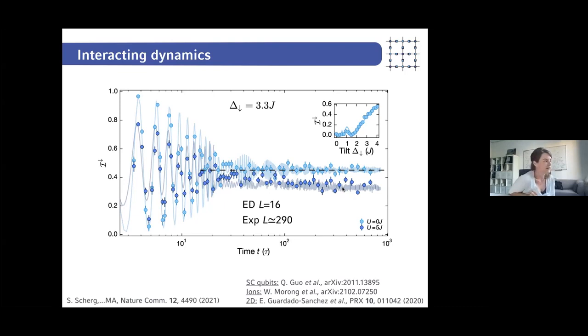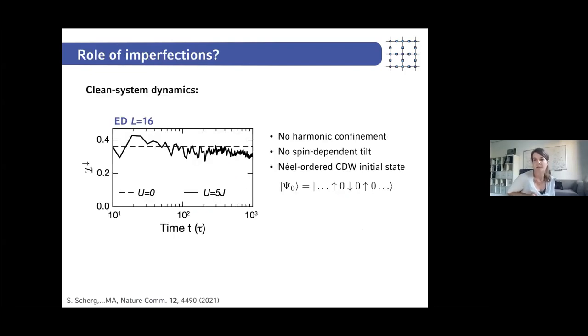Now, this modeling in ED also takes into account experimental imperfections. So we wanted to understand if this stable steady state value is actually due to our experimental imperfections, such as the harmonic confinement and the small spin-dependent tilt that we have. So we performed the same simulations again, removing all the experimental imperfections in our system. And we see that even in numerics of the clean system, this is extremely stable for an interaction energy of 5J.